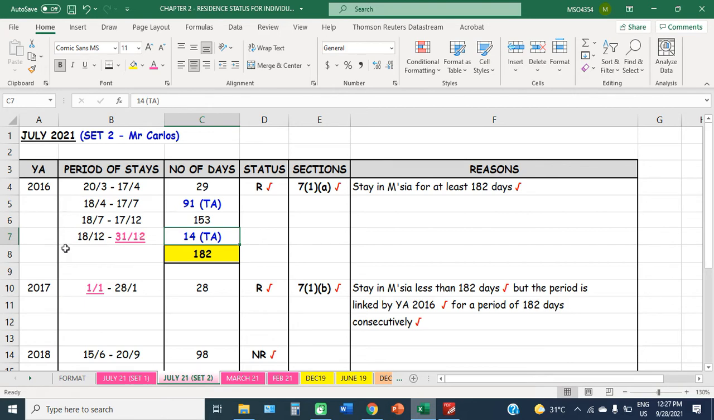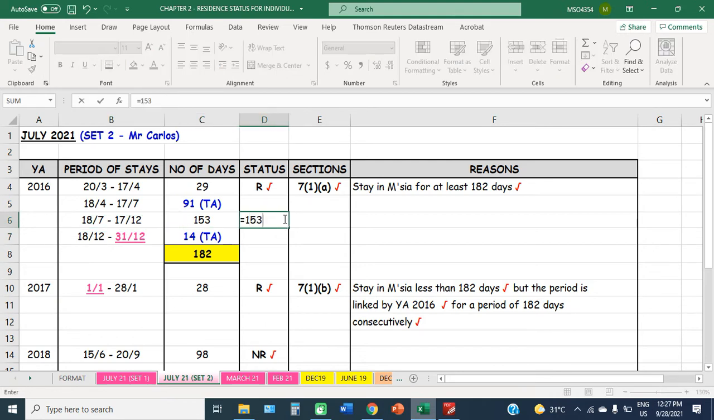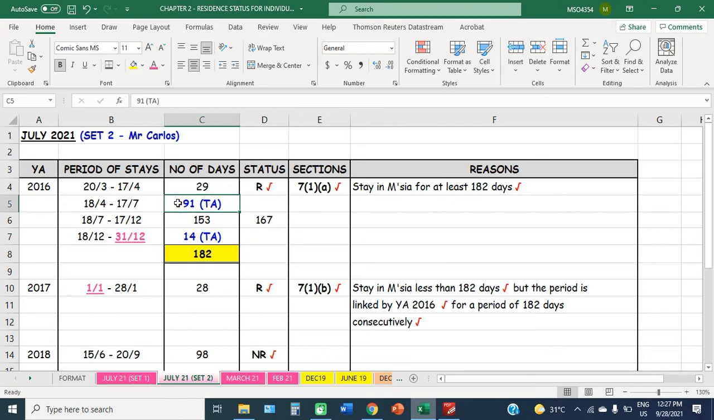What should we do? Go up here. Make sure period consecutive first. 17 to 18, consecutive, right? How many days here? 18 July until 17 December, 153. So how many days do we get? 153 plus 14, 167. Not enough. Go up here. Make sure period consecutive. 17 to 18 consecutive. However, this is TA. And you know that before you can apply this TA, you need to check before and after TA physically present in Malaysia. Let's check it out.